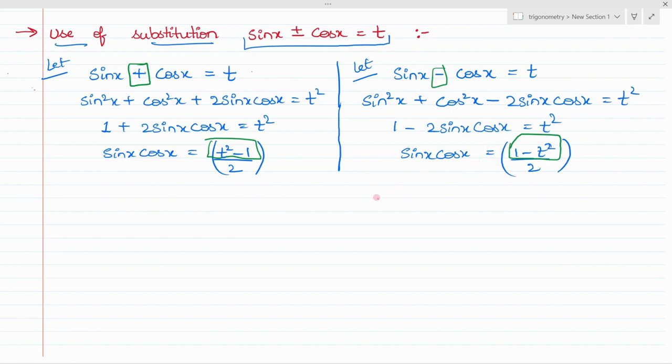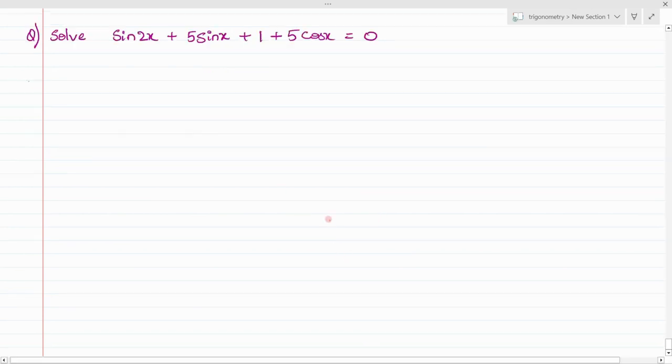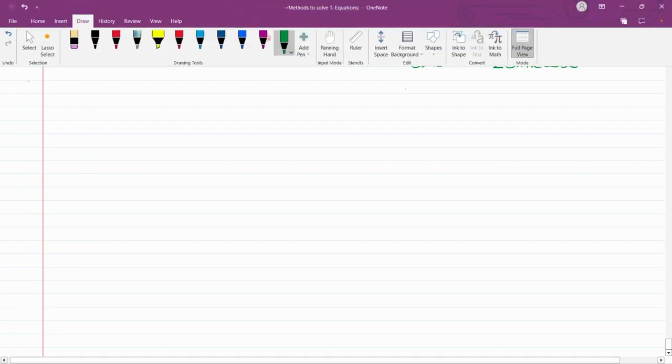So let's solve a few questions so that you get a better idea of how and where to use this. For this question, we need to find the general solution of the given equation. So how to do this? If you remember the formula for sin 2x, what's the formula? It is 2 sin x into cos x. So use this formula over here.